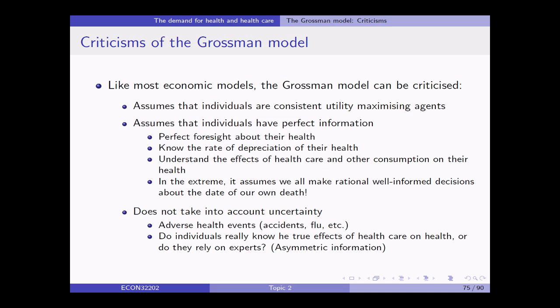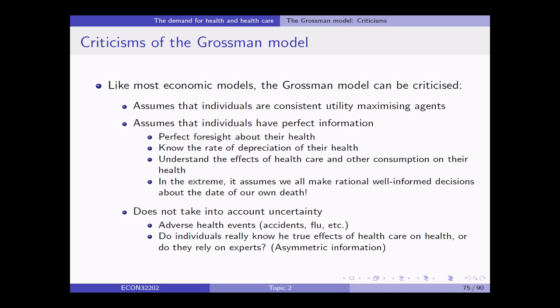Now if you think about the extreme interpretation of the Grossman model, it assumes that we know the depreciation rate of our health, and it assumes that we know how much health changes as we invest in it. So basically we know both how much it goes down and how much it can maximally go up. So in the extreme, that means we all know when we're going to die. We're going to know when health turns into zero, and that is the point of death essentially. So it assumes that we know when we're going to die, and we then make rational, informed decisions about that day. We can bring it forward, we can try to push it back as far as possible, but it assumes that we know with certainty the date of our own death, which is quite depressing when you think about it.